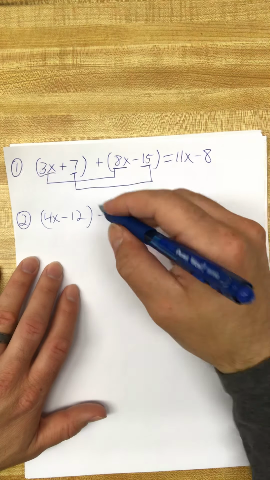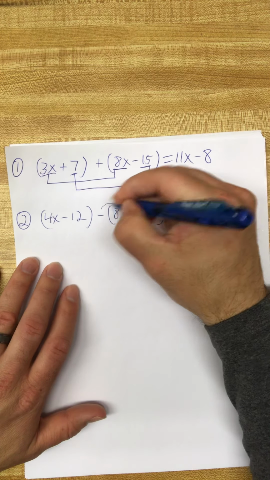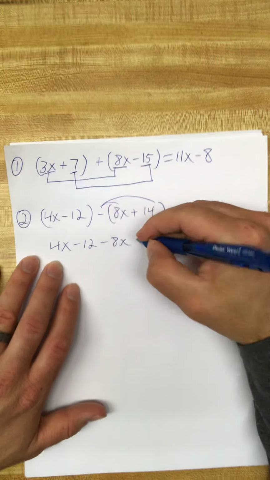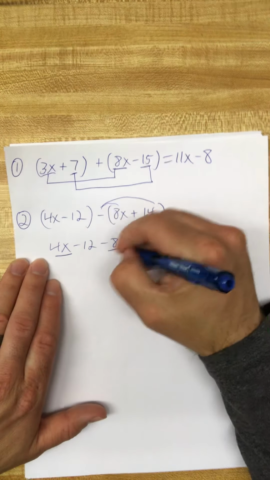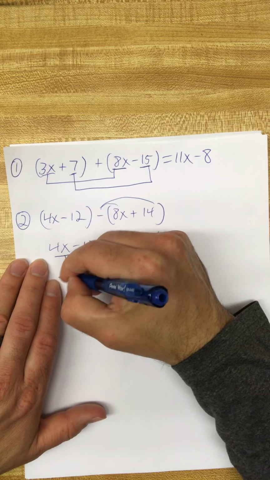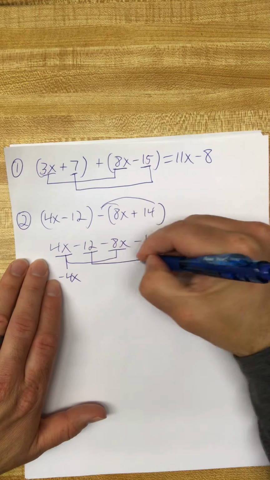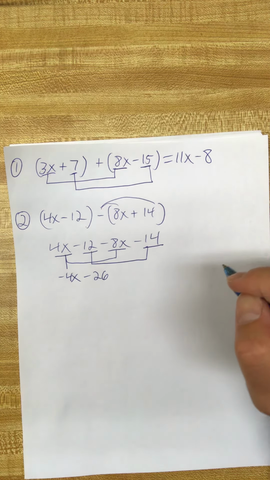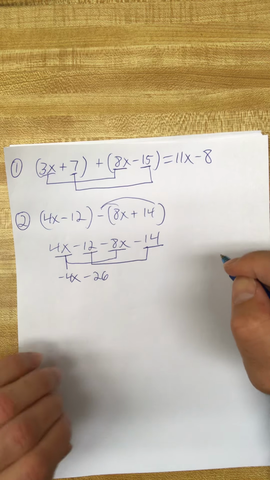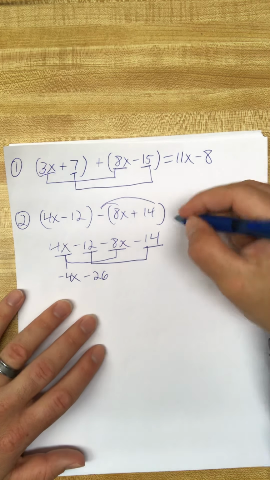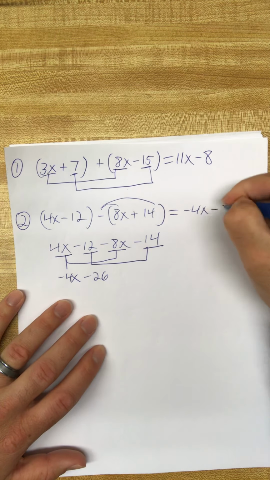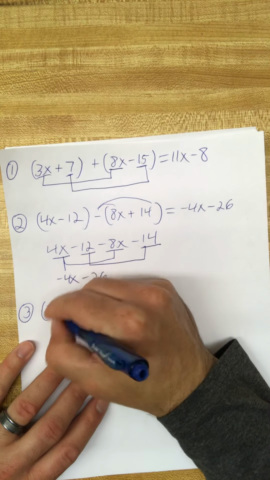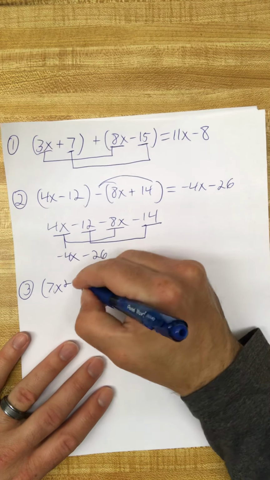All right, so you got something like this. It's subtraction, so you got to distribute that minus sign. So you're going to have 4x minus 12 minus 8x minus 14. So 4x minus 8x is negative 4x. Minus 12 minus 14 is minus 26. And that's your final answer there. Negative 4x minus 26.